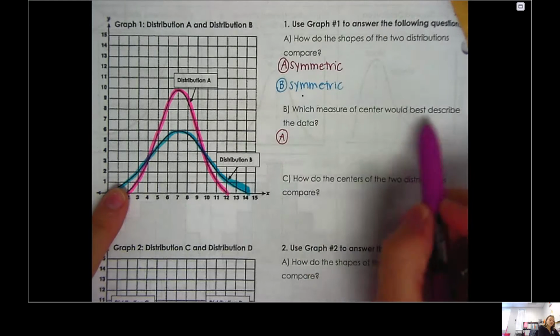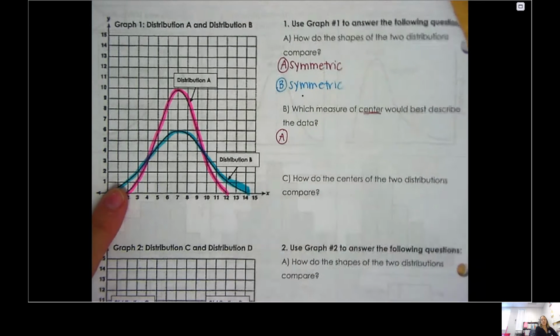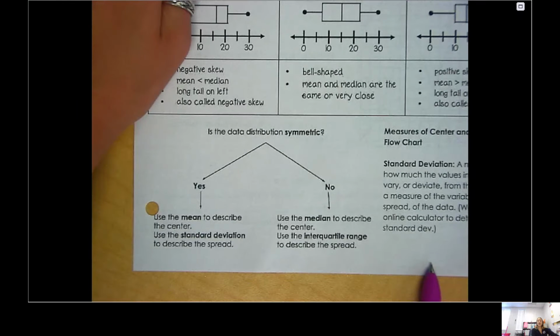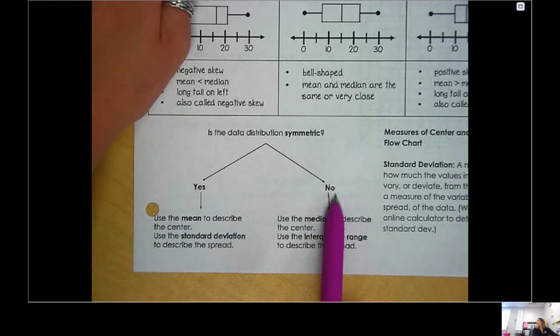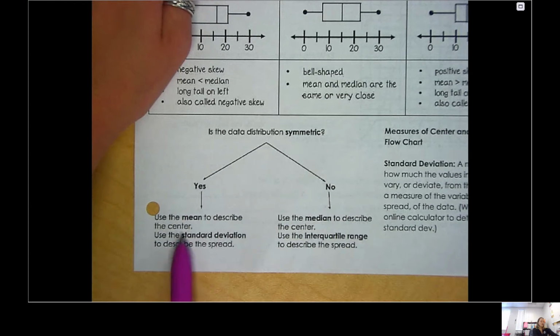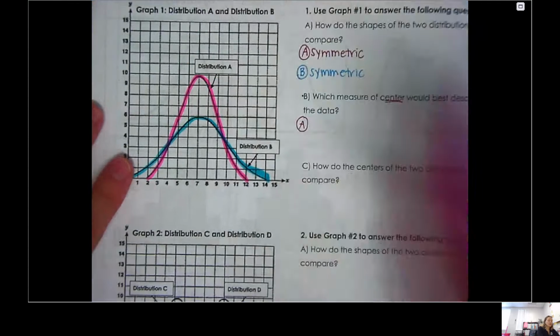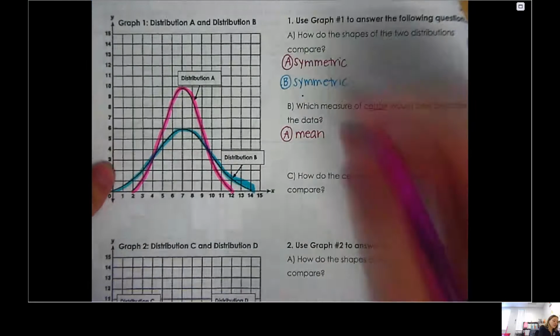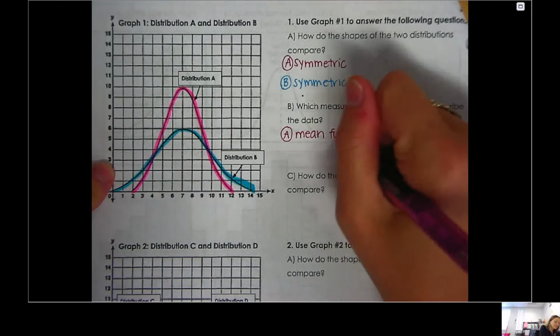To figure out how to describe the center, I'm going to flip to the back, flip back over to where I was, and come down here to my little chart. If you looked at that graph A, was your graph symmetric or not symmetric? It was symmetric. So what are you going to use to describe the center of your data? The mean. You're going to use the average. Okay, so for A, we're going to use the mean because it's symmetric, right? So we're going to use the mean for the center.